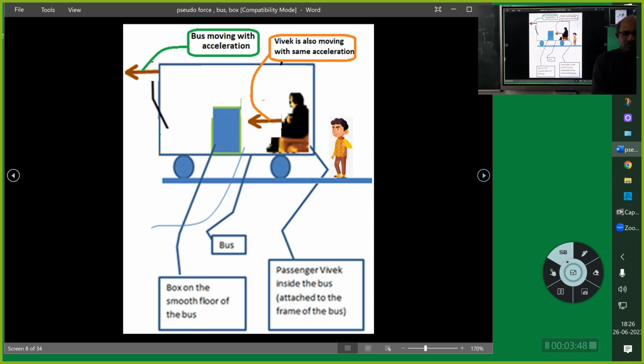Good. So he is telling that I have not shown the acceleration vector or velocity vector. Bus acceleration, box acceleration. So I have not shown that.